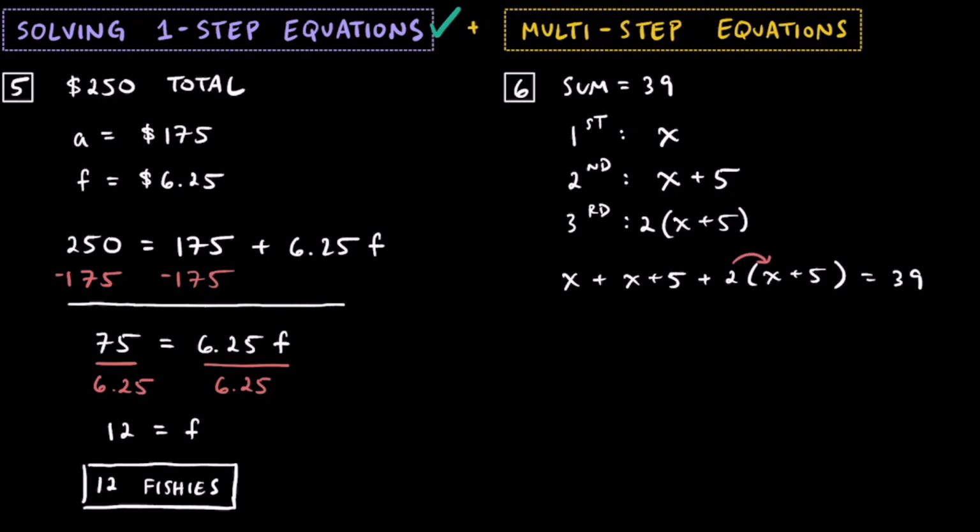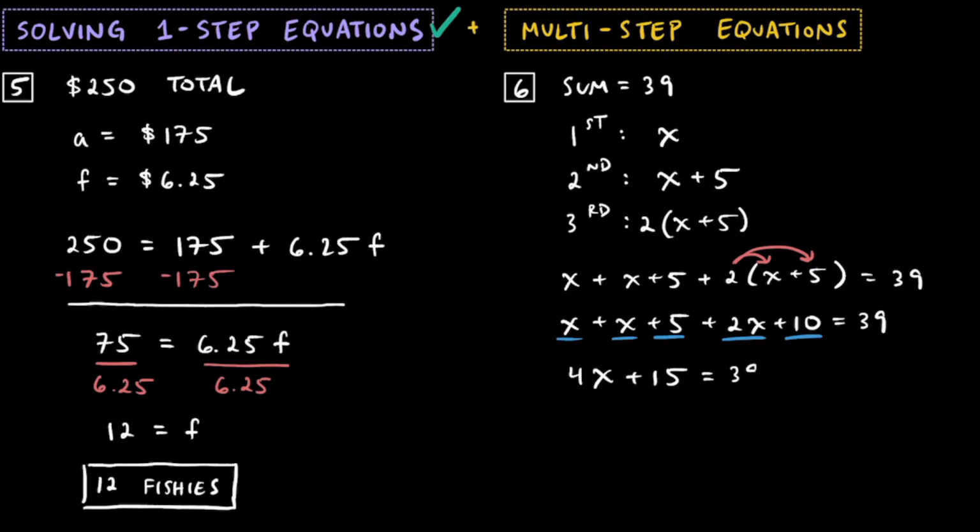First things first, we're going to distribute here. And we're going to have x plus 5 plus 2x plus 10 is equal to 39. Let's see if we can combine some stuff. We have 1x plus another 1x plus another 2x. That's going to be a total of 4x, right? And then we have this 5 and 10 to make 15. So 4x plus 15 is equal to 39.